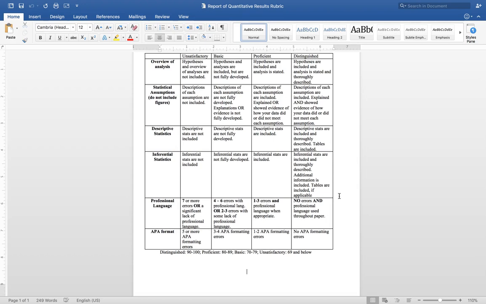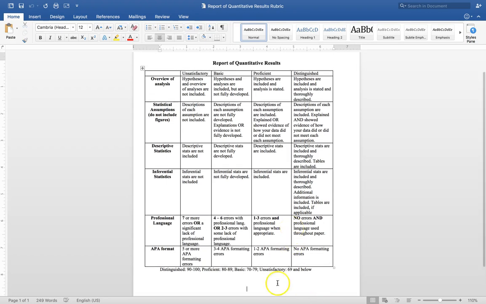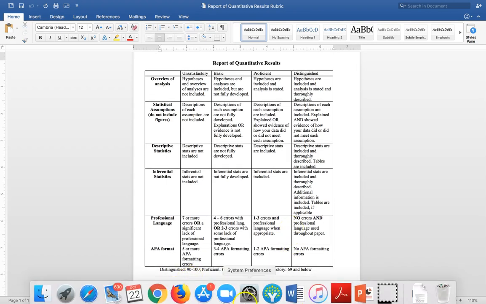Professional language is used throughout, as well as APA format. So please refer to your APA manual. I want to make sure that we are error-free whenever it comes to APA formatting errors. And so think about tables. If you're going to include tables in your paper, I want you to make sure that it is formatted in APA. So these are the expectations for the actual paper.